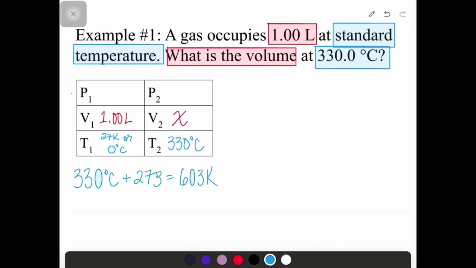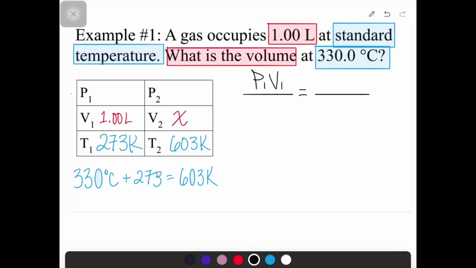Okay, so let's get this abomination out of here, right? No Celsius. We're going to put 603 Kelvin there. I'm just going to clear it up over here, only using Kelvin. Okay, so let's see our combined gas law. If you turn to the back of your reference table, there's the combined gas law, and it gives you P1, V1, T1 over P2, V2, T2.